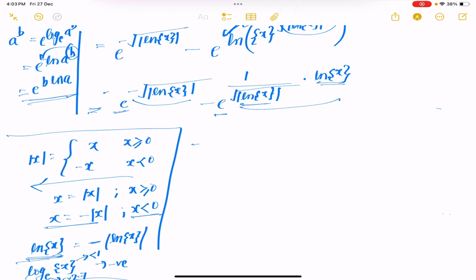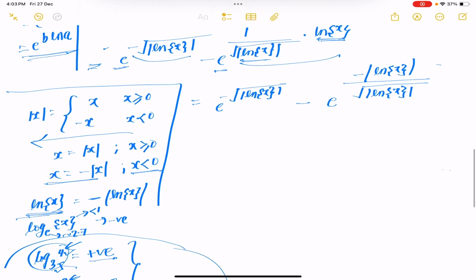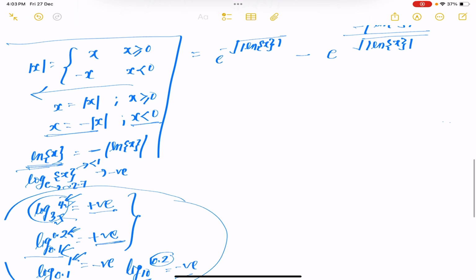So I can write this as e to the power minus ln of the fractional part of x, minus e to the power, now I am writing, this can be written as the square root of mod ln of the fractional part of x squared. Is that clear? I think it is clear. Now one more property: what is the square root of x squared? It will be mod x.